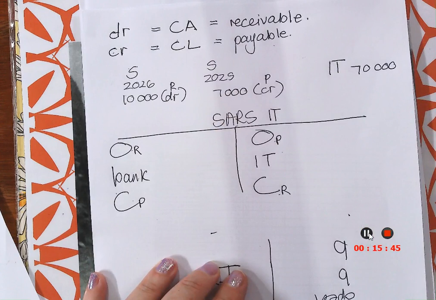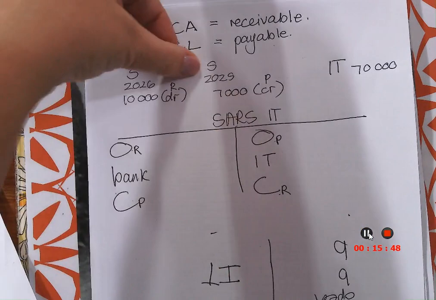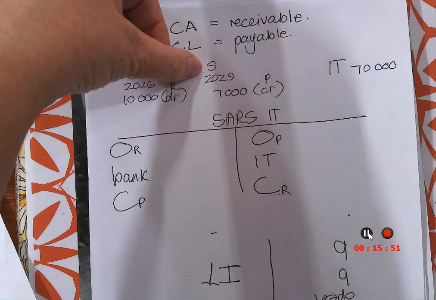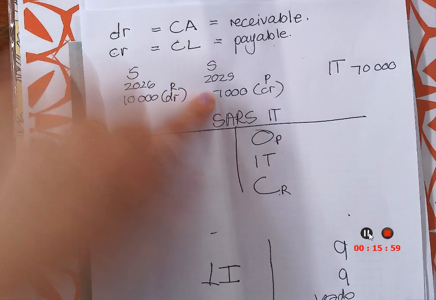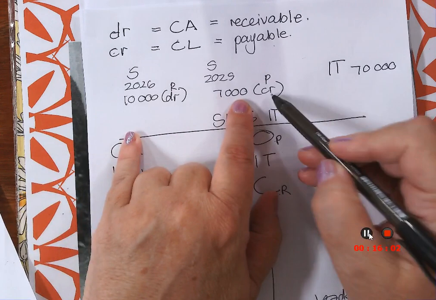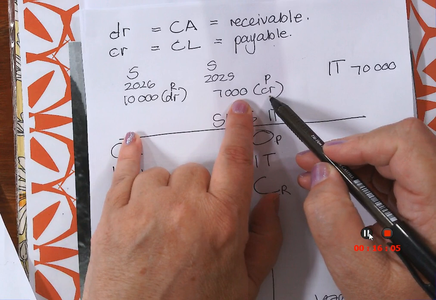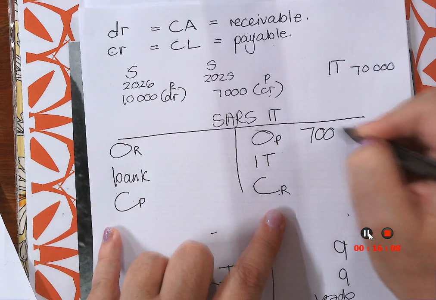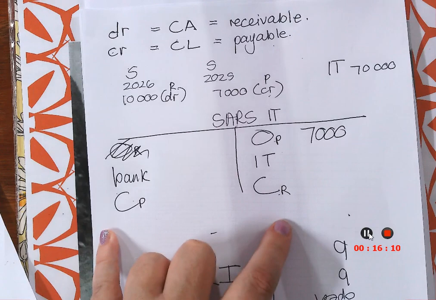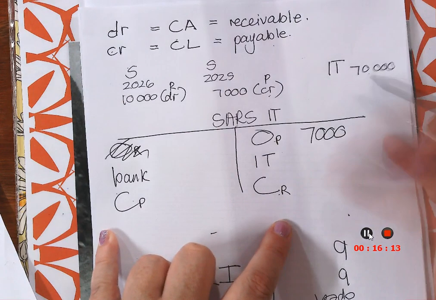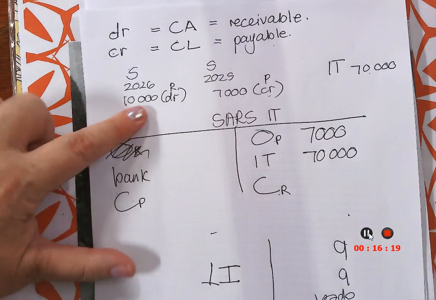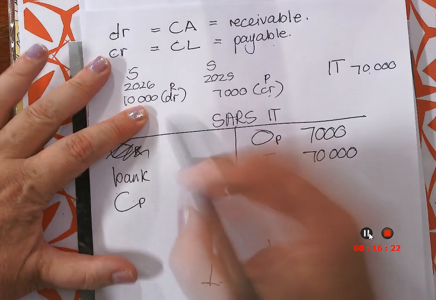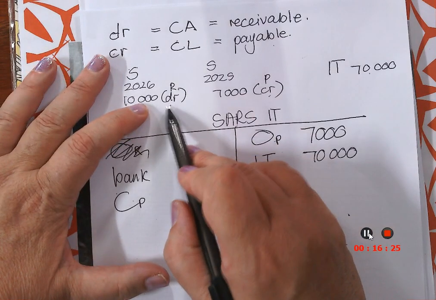Now, remember your alt here is your opening. Alt here, opening. So that 7,000 is a what? It's a credit balance. So is it a receivable or a payable? Payable. So that one doesn't work. My tax is 70. Now, if I look at 26, the new one, is this a receivable or a payable? Receivable. Receivable is also credit.